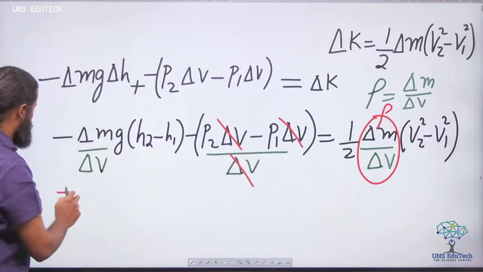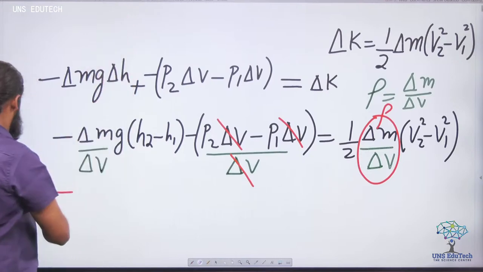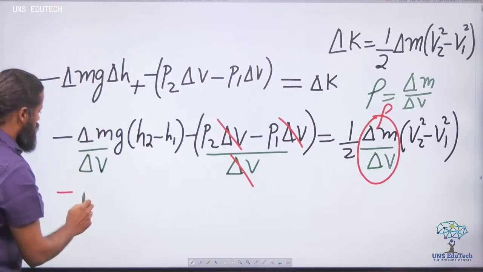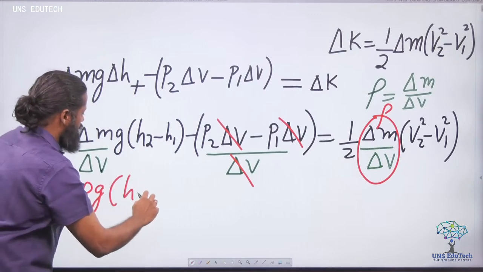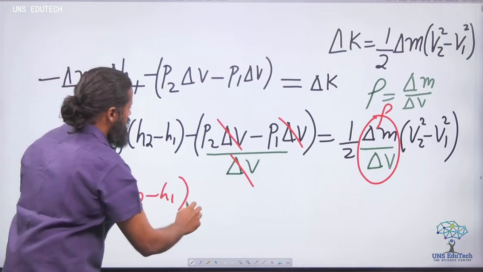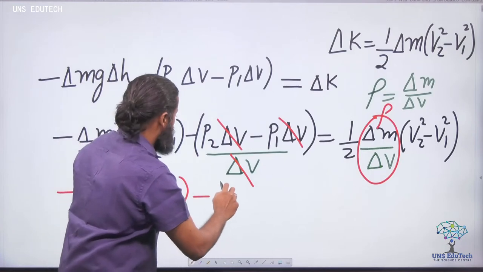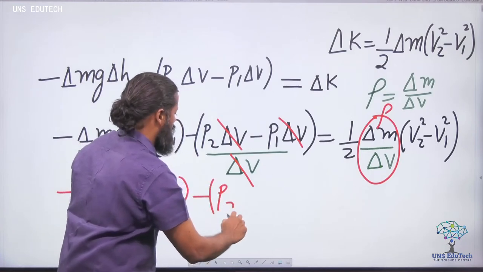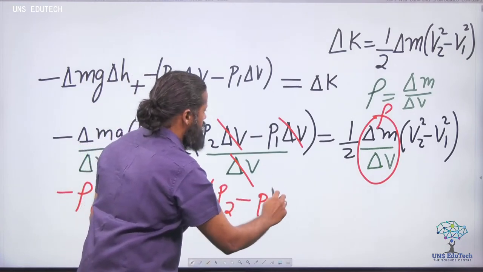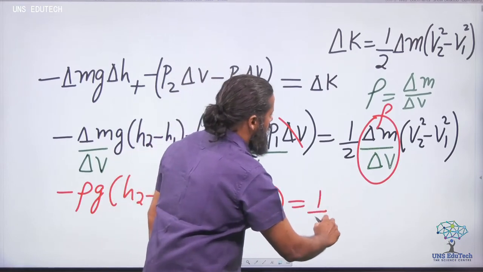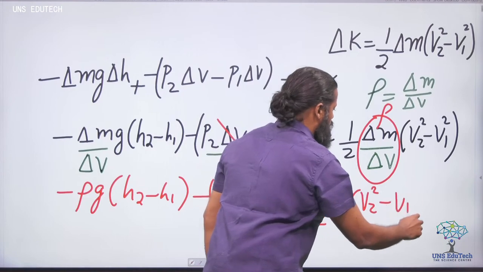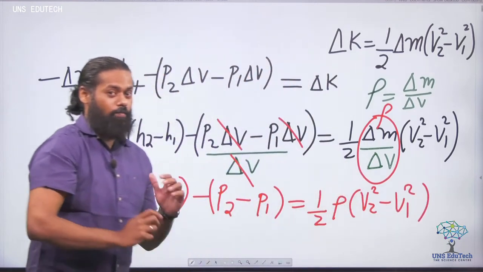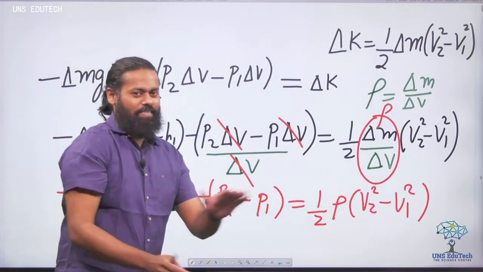So minus of rho into g into h2 minus h1, and here minus of, let it be in the bracket now, p2 minus p1 should be equal to half into rho into V2 square minus V1 square. We are in the last step. Only one more step is pending. We are going to wind up this part.